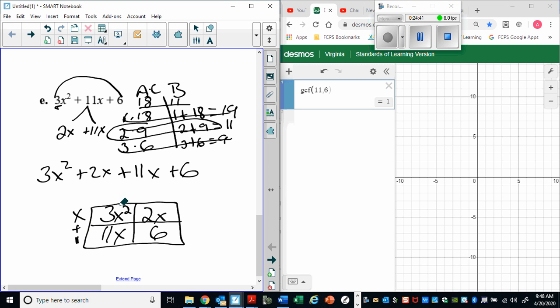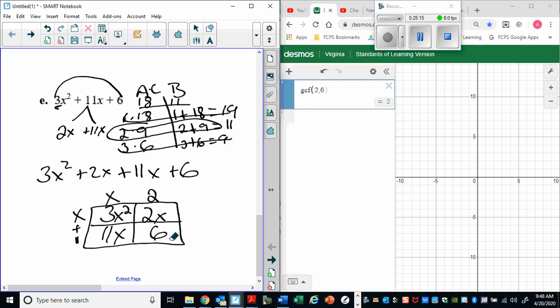Now here, straight up and down, vertically, I can't take out 3 and 11. Let's make sure: 11, comma 3. That's a 1. So I know that I'm only looking for variables now. I do see that there's an x squared and an x. I can take out a 1x. Now here, I have 2 and 6. Let's put that in there and see what happens. What is my GCF? 2, comma, 6. That gives me a 2, so I can take out a 2.